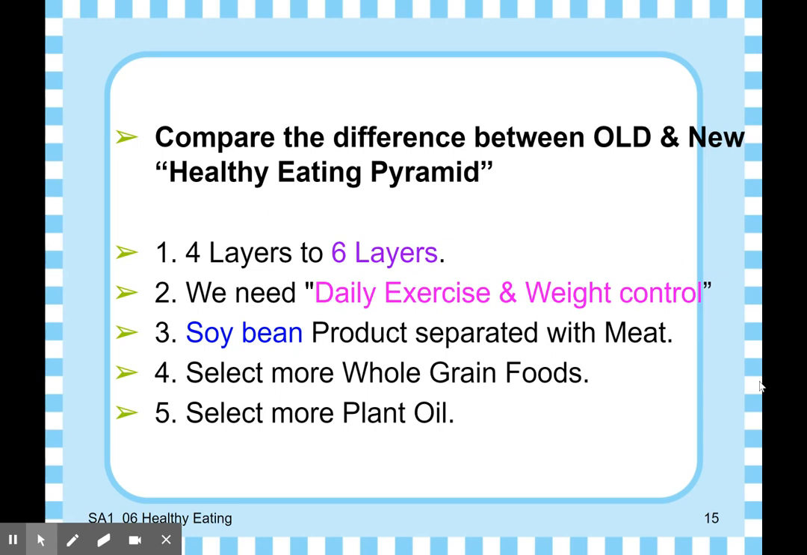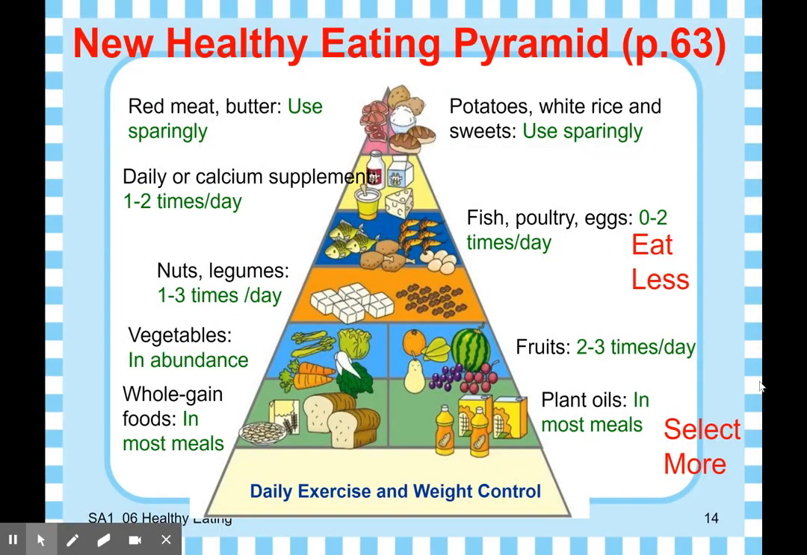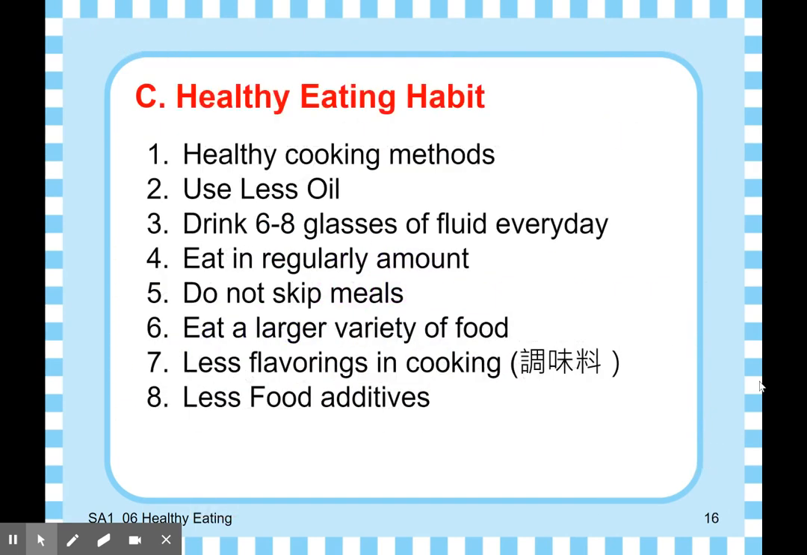And then you find that the soybean product is separated from meat. It suggests that we eat more soybean product instead of meat. And then fourth, select more whole grain food, and then the plant oil. So this is the difference between the old one and the new one from this healthy eating pattern that you can find. All right, but how can you practise to be a healthy eating person?